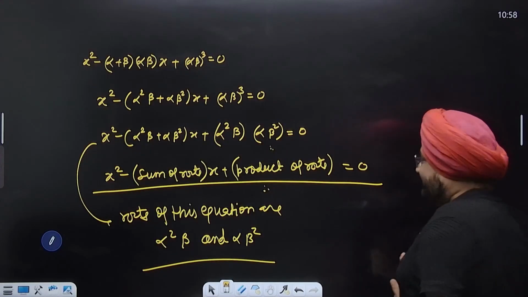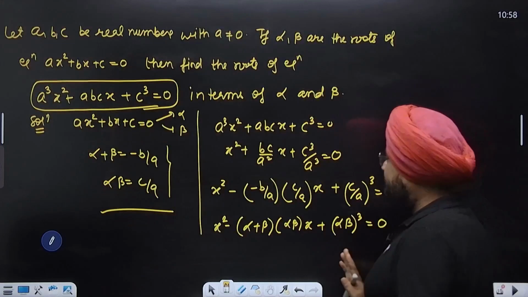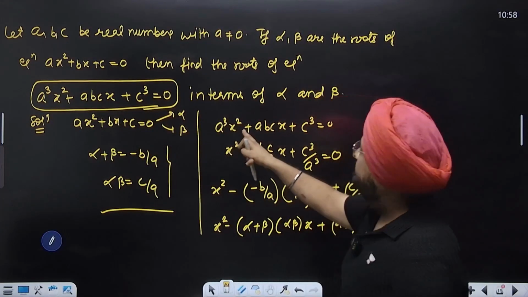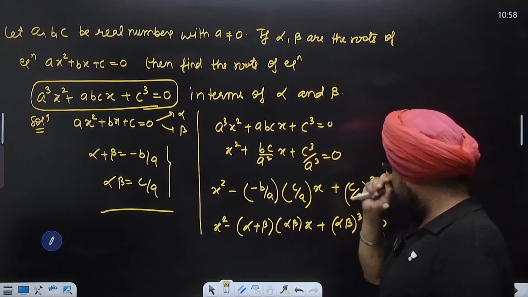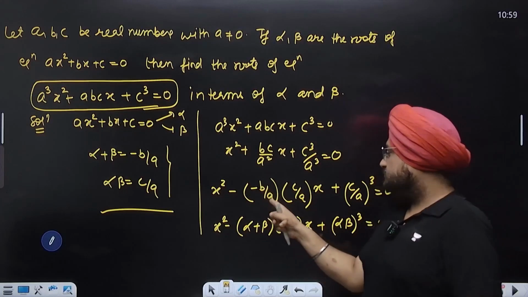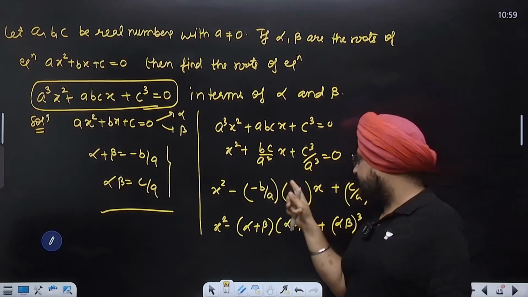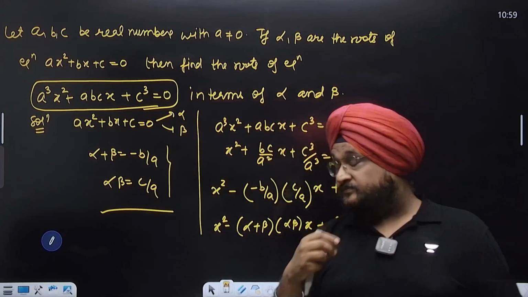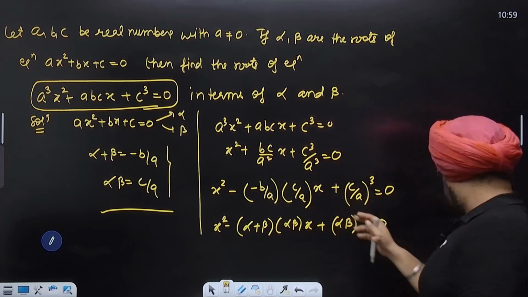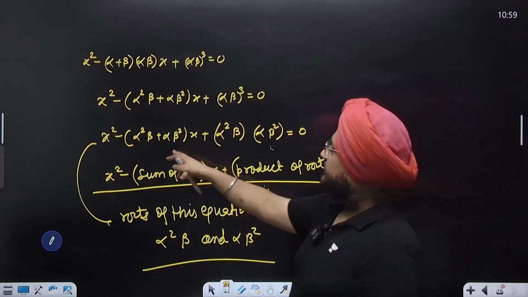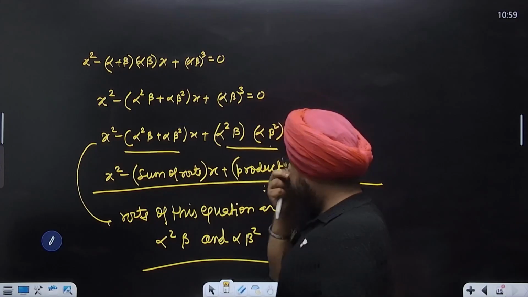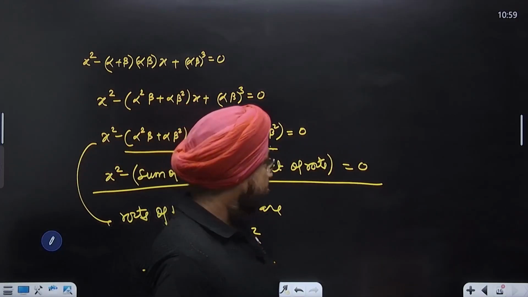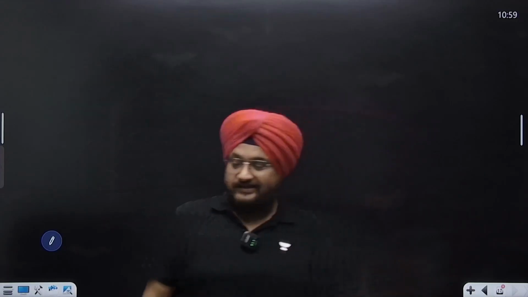So hopefully you are getting this question. This is quite a good problem. First we divided this equation by a cube and the expression becomes in terms of minus b by a and c by a, which is the sum of roots and product of roots of the previous equation. Now simplifying and manipulating this, we got the final answer that the roots of this equation are alpha square beta and alpha beta square. Let's move forward to the next problem.